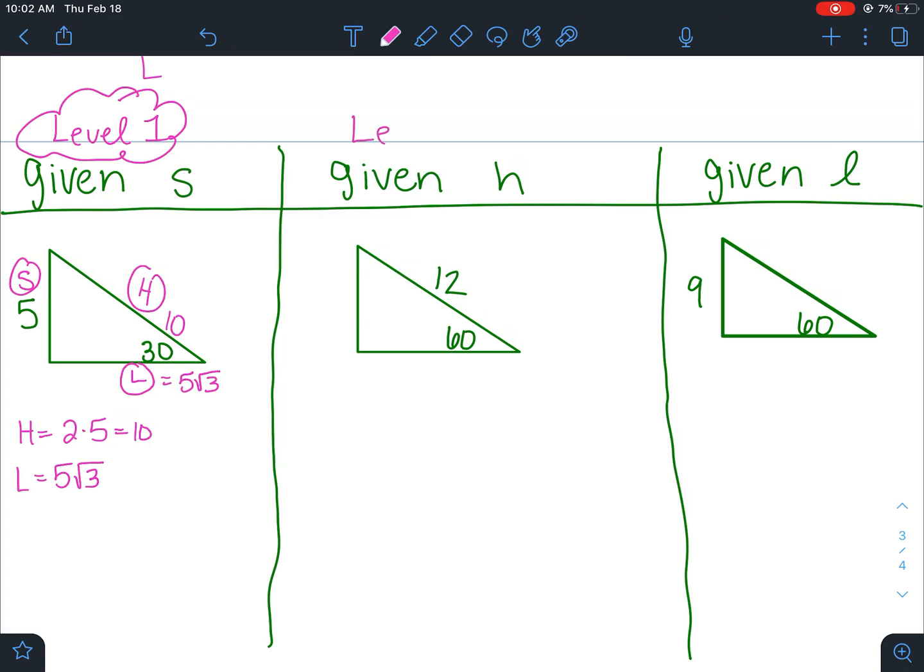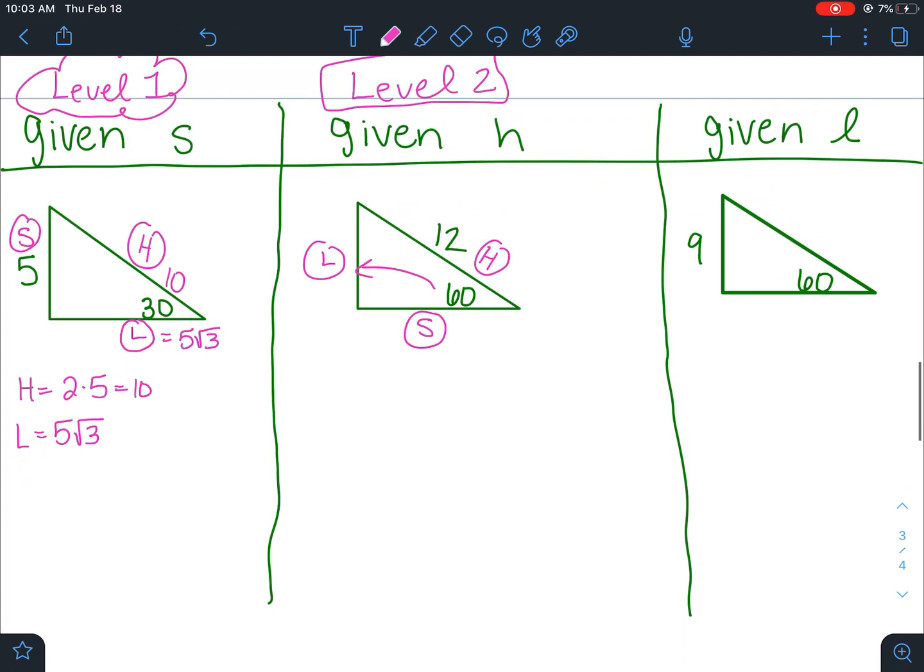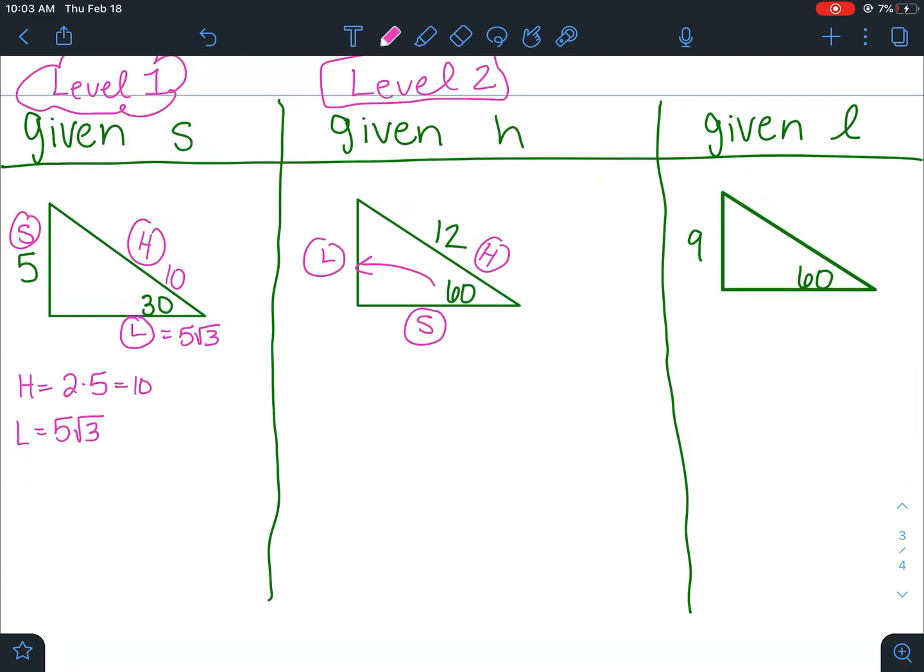Here's level 2. Level 2 is a little bit more complicated because now we have to solve for that short side and then plug that into our long side. Here's my long side because it's opposite of my 60, which makes this my short side, and of course my hypotenuse. So I'm going to plug in my hypotenuse to find that short side. 12 is equal to 2 times my short side. To solve for my short side, I have to divide by 2. 12 divided by 2 is 6, so S equals 6. My short side is 6.